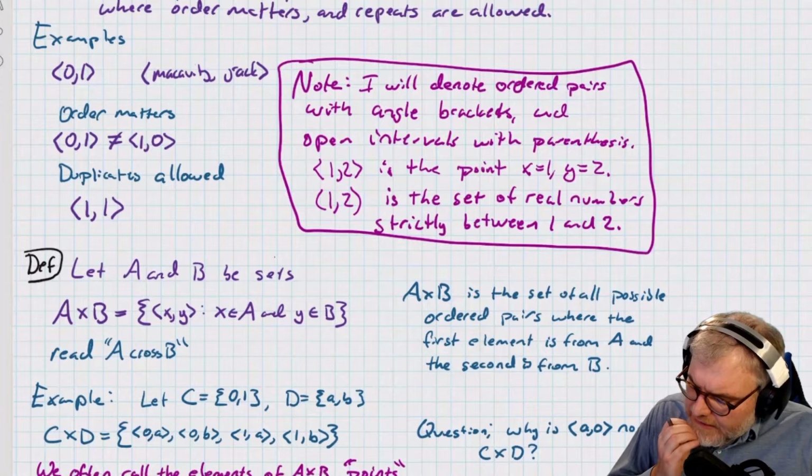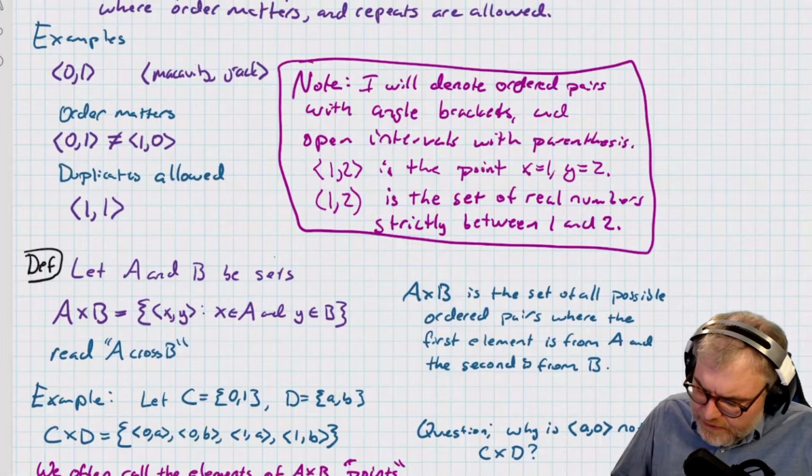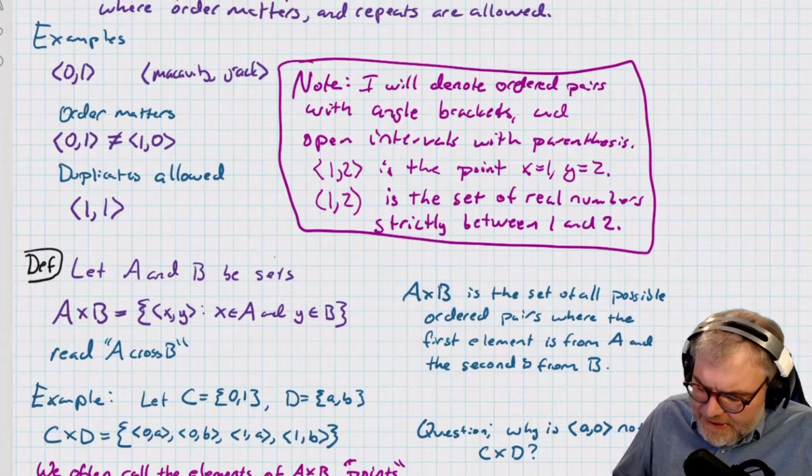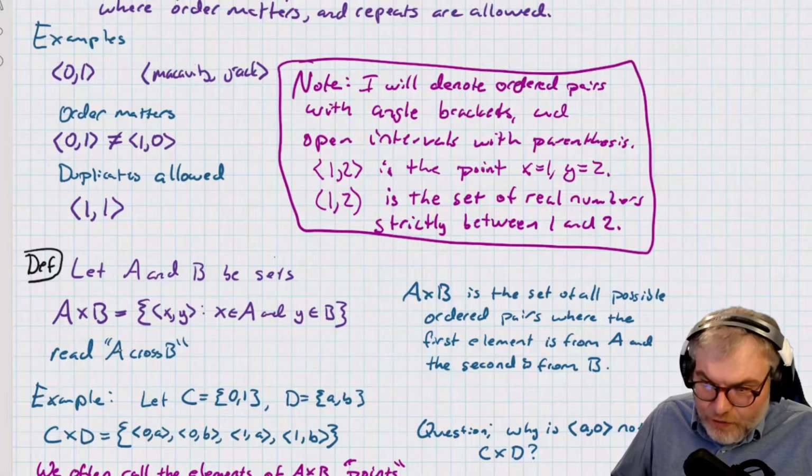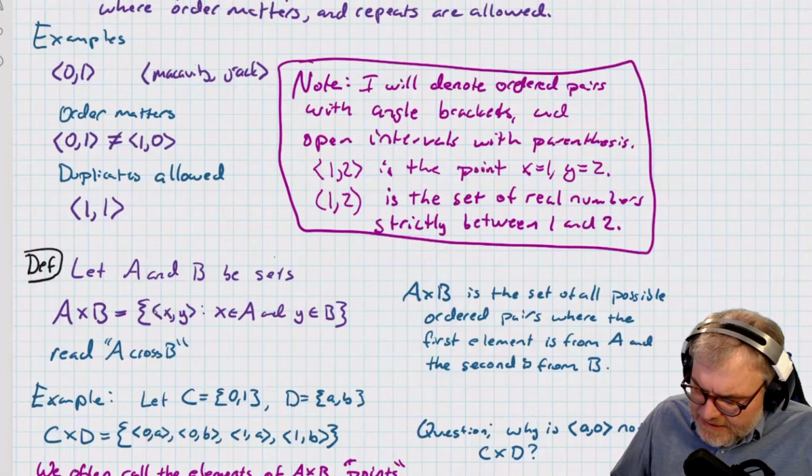So let's look at something bigger called the cross product. Here's a definition. Let A and B be sets. Now I want A cross B, which is read "A cross B", by the way. It is the set, and this is set builder notation again, of points x, y so that x is in A and y is in B.